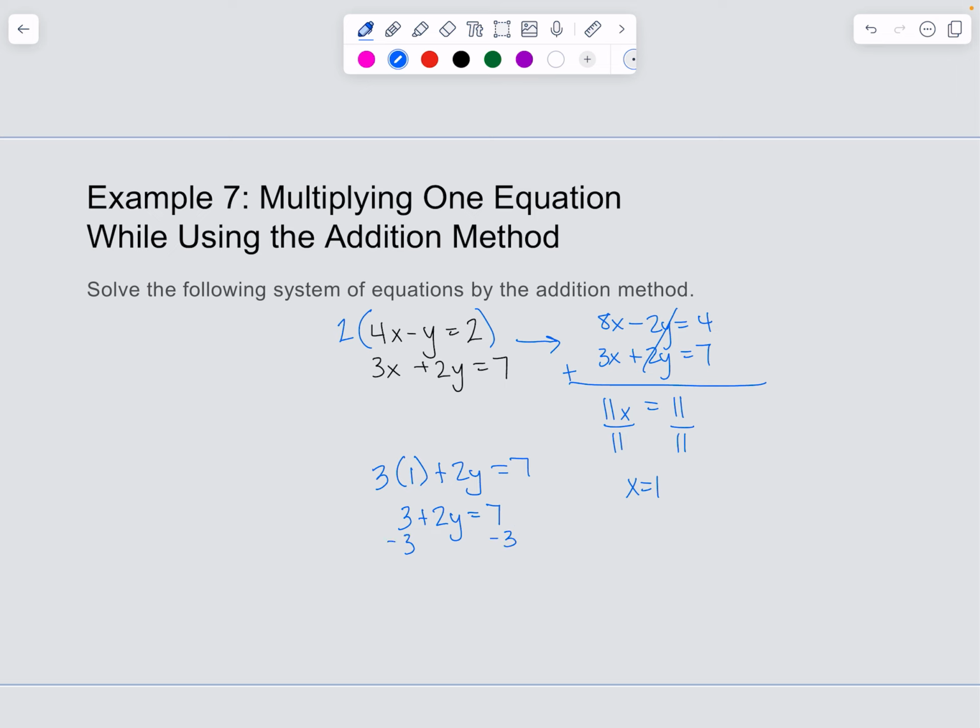Move the 3. 7 minus 3 is 4. Divide by 2. Y equals 2. So our solution, x is 1, y is 2.